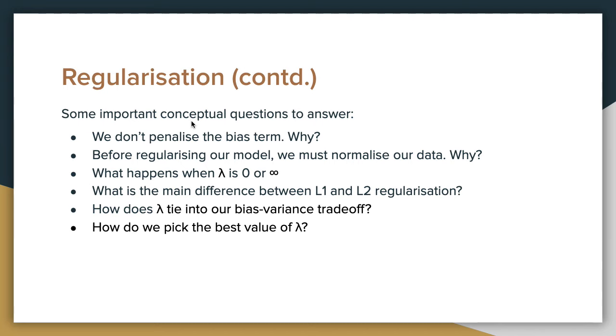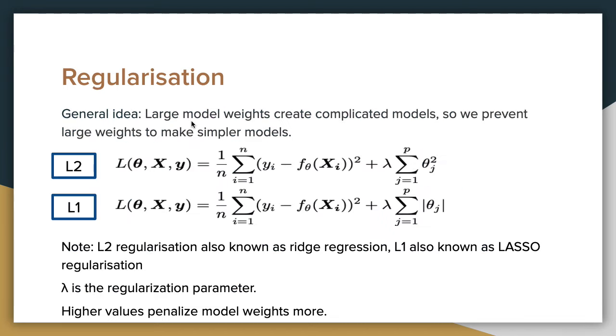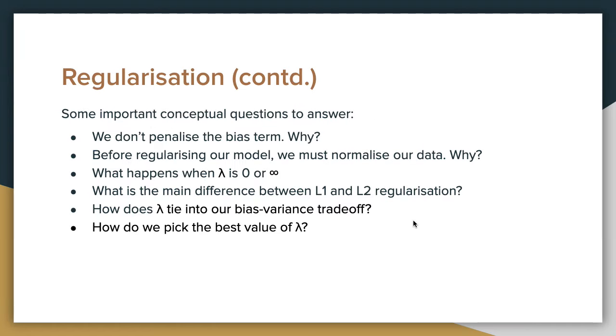A couple of conceptual questions to answer regarding regularization. We don't end up penalizing the bias term. So you can see we start penalizing from the first covariate model weight. The answer is, why do we want to do that? It's because the bias term doesn't actually add any complexity to our model, so it's not something we want to be penalizing.